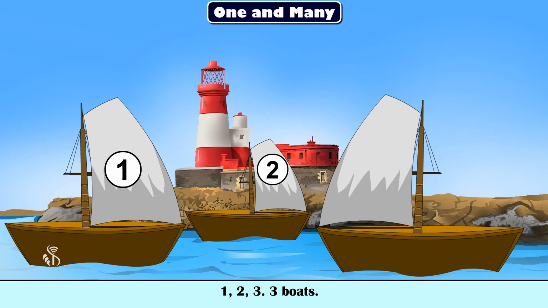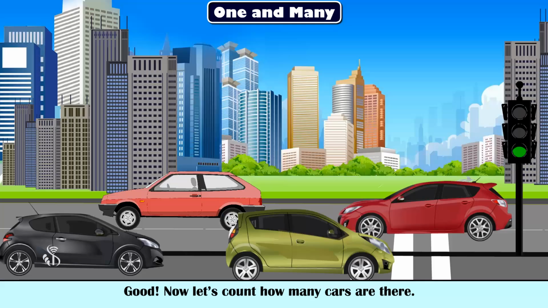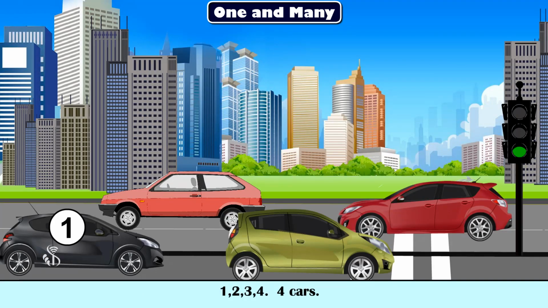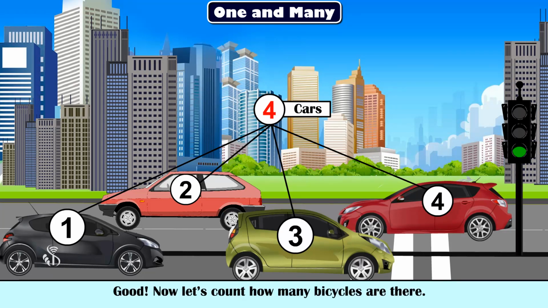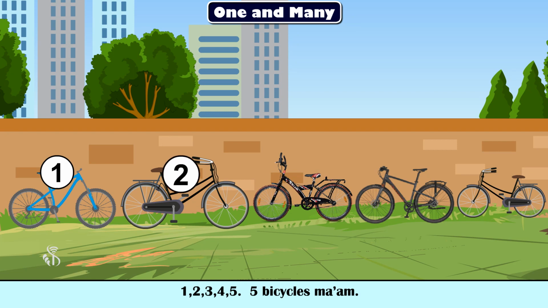1, 2, 3. 3 boats. Good. Now let's count how many cars are there. 1, 2, 3, 4. 4 cars. Good. Now let's count how many bicycles are there. 1, 2, 3, 4, 5.